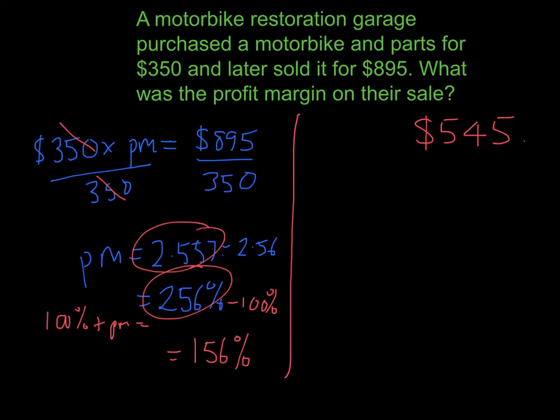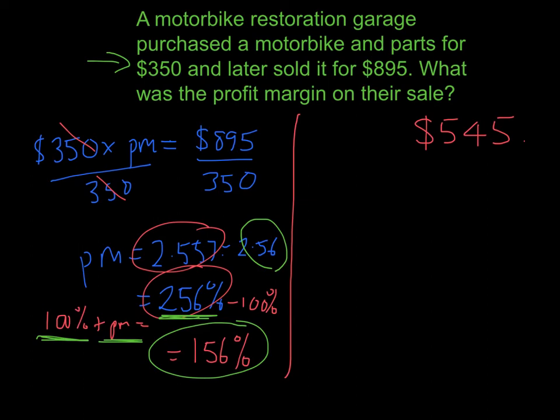Yet again, if you go back and check and work with a profit margin of 156%, you would do 100%, you'd add the profit margin, giving you 256%. That as a decimal would be 2.56. You'd then multiply 350, the original purchase or the cost price, times it by 2.56. You'd find you would get to $895.